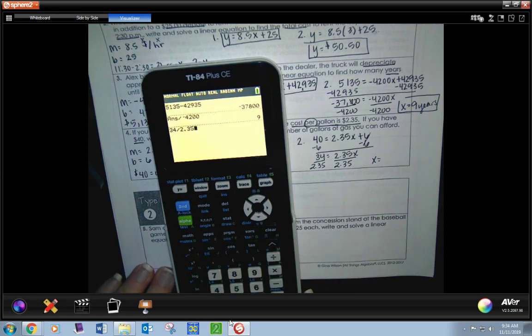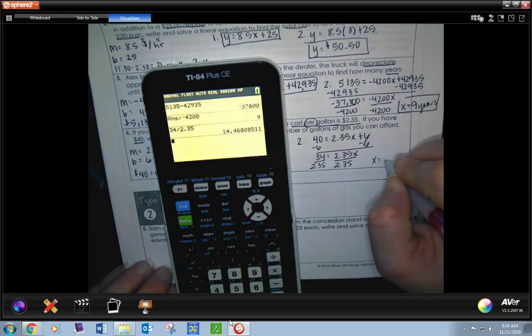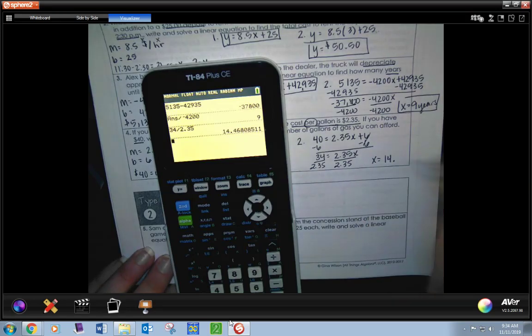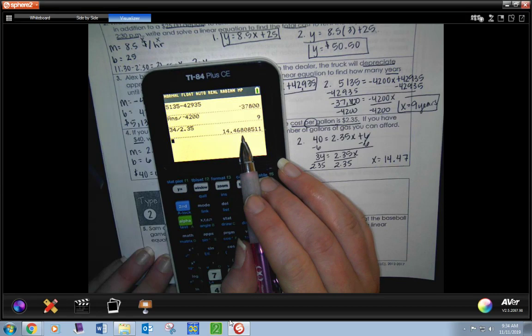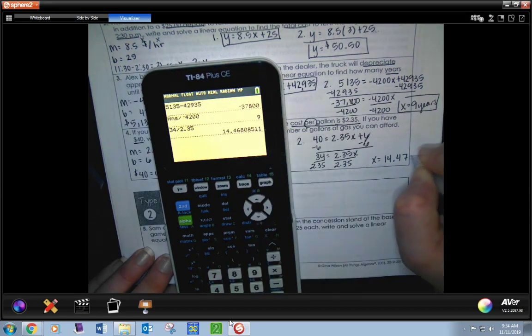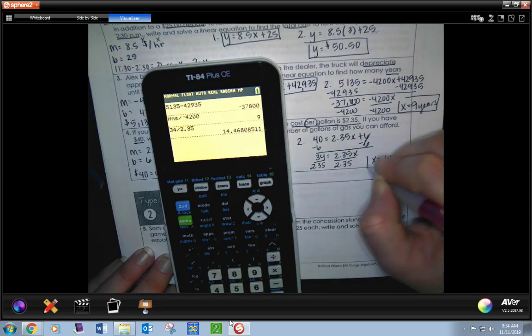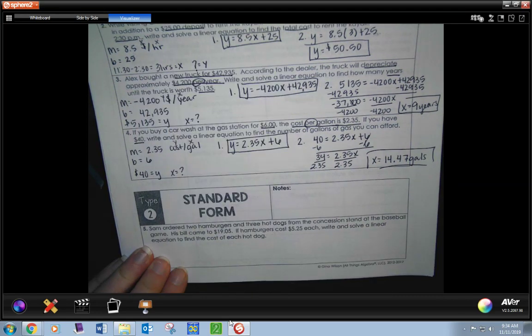So 34 divided by 2.35 would be approximately 14.47 when I round, because I'm going to look at this 8, and the 8 tells you to go up to 6. And x is gallons. Because if you come back over here, we're finding x was gallons.